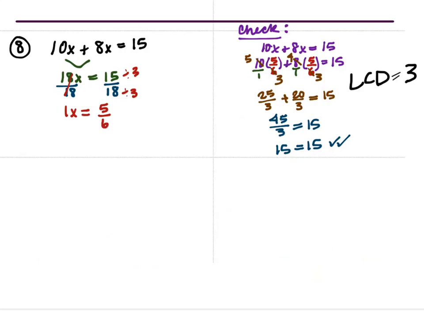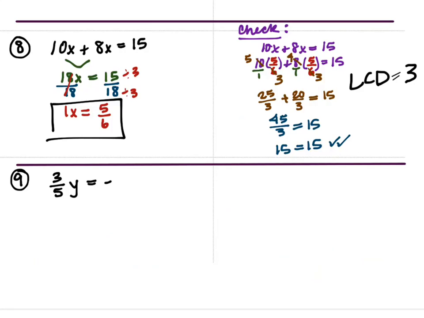Now, number 9 for an example, we're going to have a fraction of 3 over 5, y, equals -4.